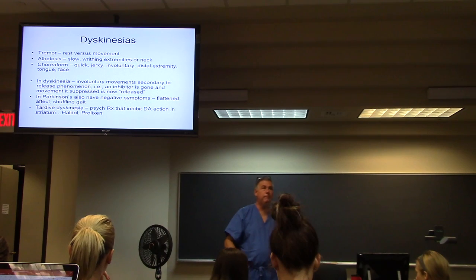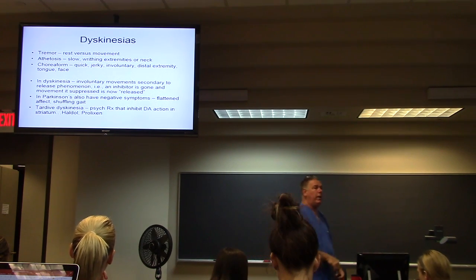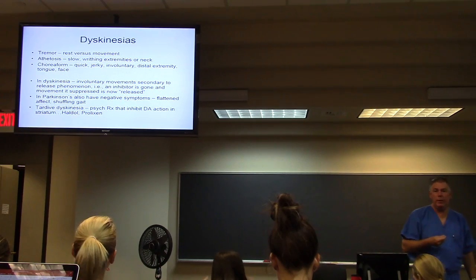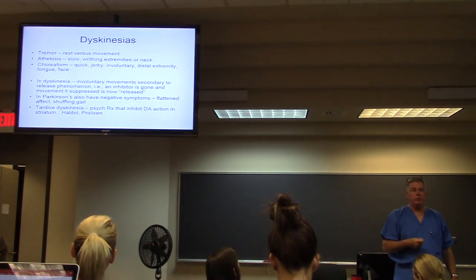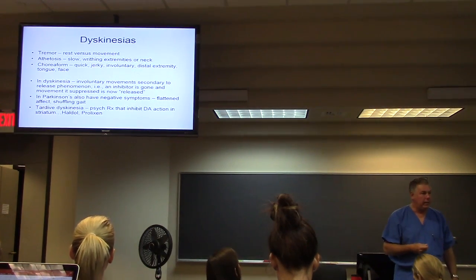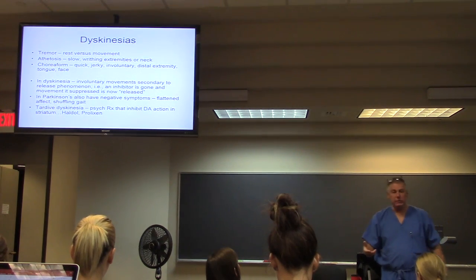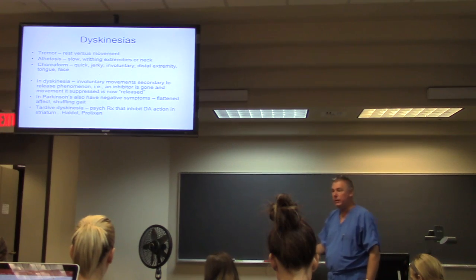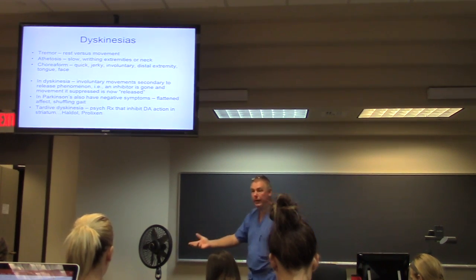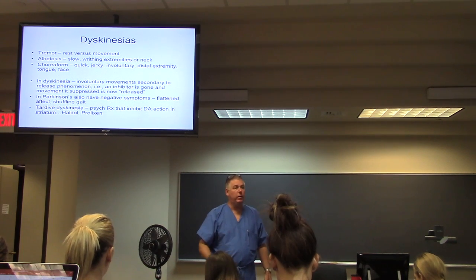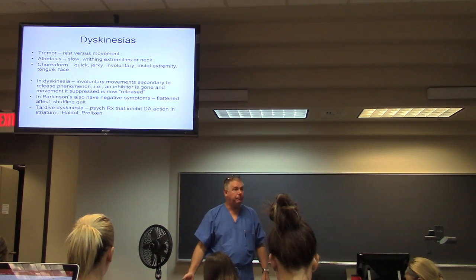Different types of tremor. We went over the other day the difference between resting tremor, which is a function of the basal ganglia, Parkinson's disease, substantia nigra projection to the caudate, versus movement or intention tremor with a lesion of the cerebellum.